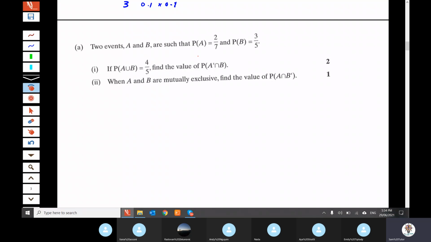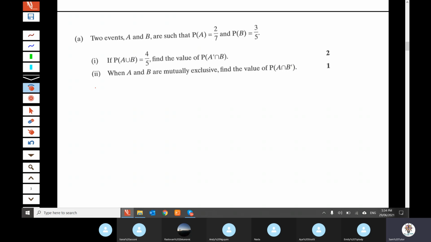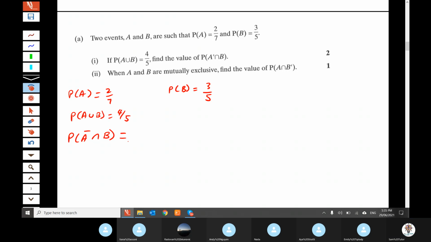Two events A and B are such that the probability of A equals 2/7 and the probability of B equals 3/5. If the probability of A or B equals 4/5, find the probability of A, not A, and B. Okay. Anyone have any ideas of how to do this?